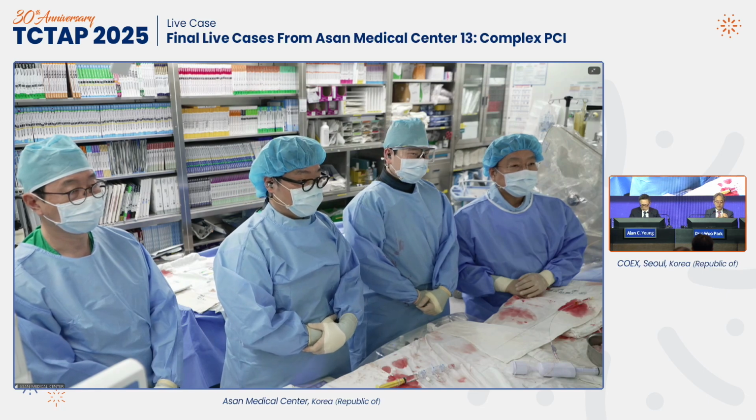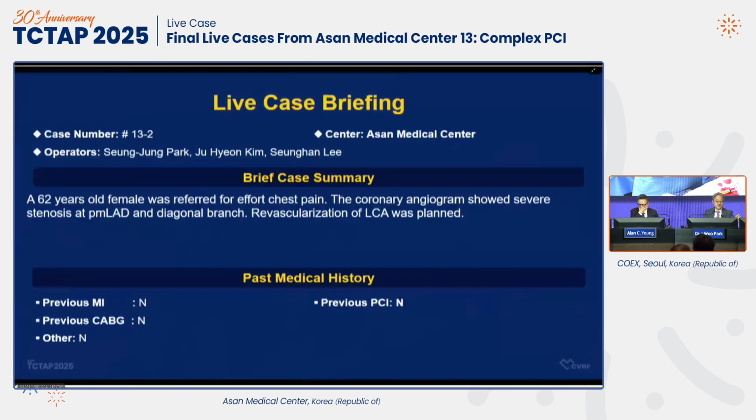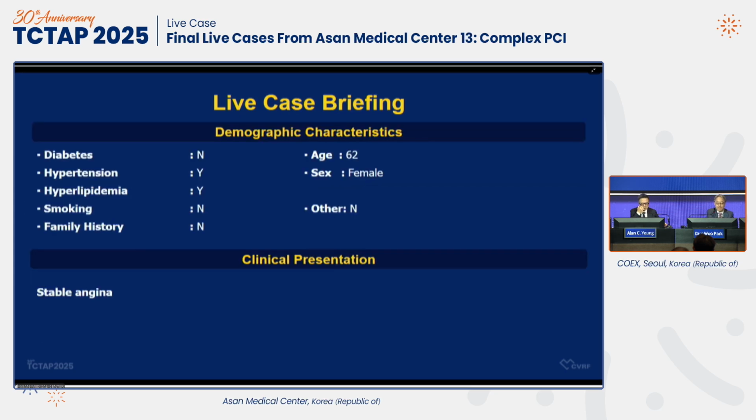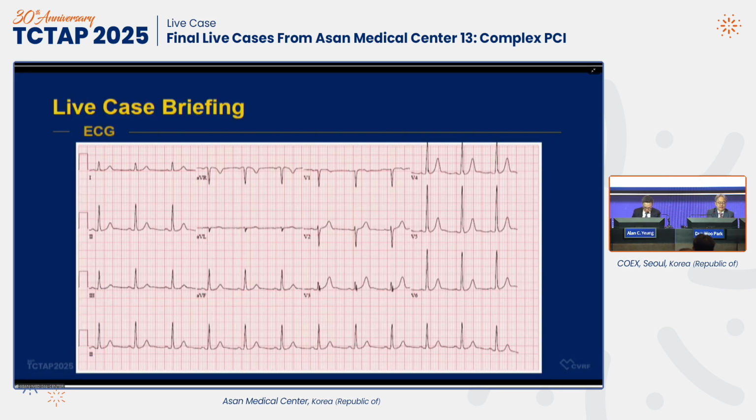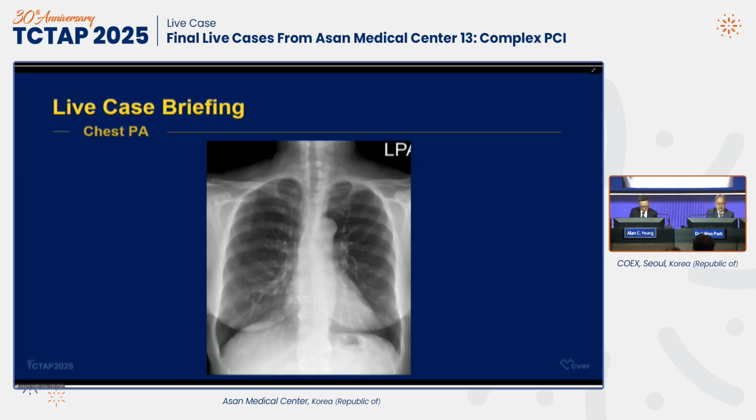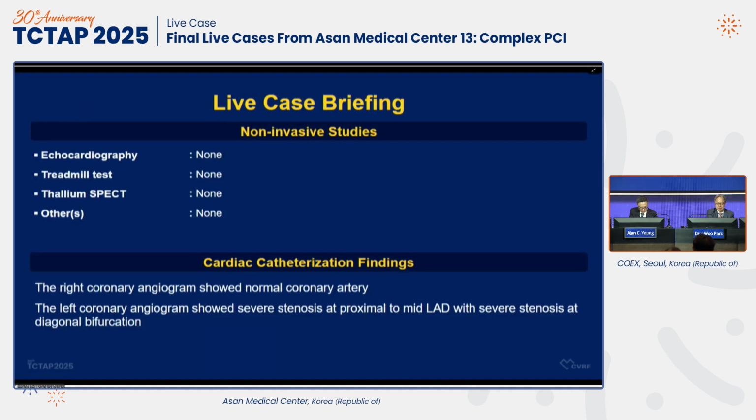Thank you, Professor Park. I'm Lee. Let me introduce the case. A 62-year-old female was referred for chest pain. Her medical history was hypertension and hyperlipidemia, and her clinical presentation was stable angina. The EKG showed normal sinus rhythm, and the chest X-ray was normal. The left coronary angiography showed severe stenosis at the proximal to mid LAD with severe stenosis at the diagonal bifurcation.